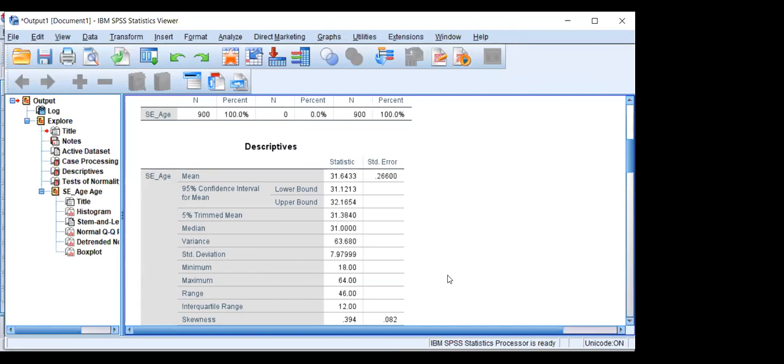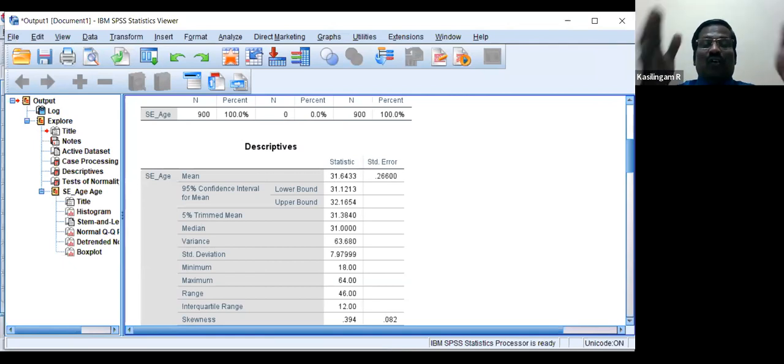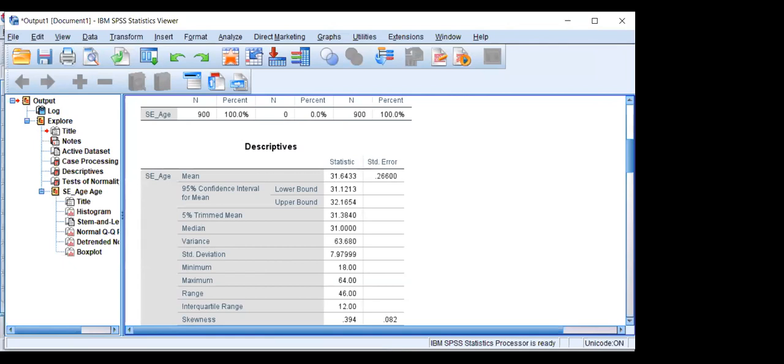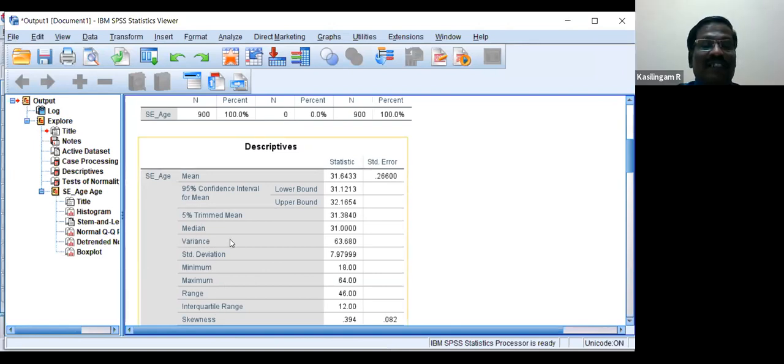You have to tell, madam, 50%, not middle. I've told you, no middle. So the median is there, right? The standard deviation is 7. So what is variance? Variance is standard deviation squared. Minimum we know, maximum we know. Range. What is the range, madam?